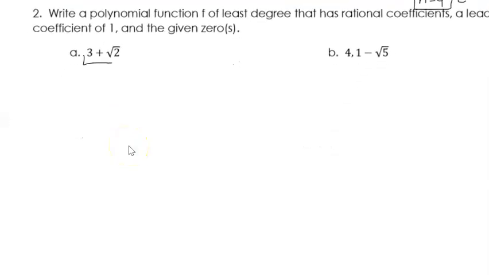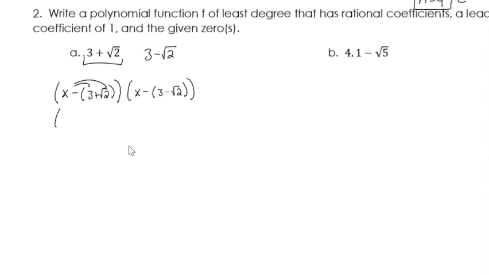So if this is a 0, then that tells me its conjugate is a 0. So 3 minus the square root of 2. So the factors are x minus the zeros and x minus the 0. All right, and you distribute that negative, so you get x minus 3 minus square root 2, and then you get x minus 3 plus square root 2.